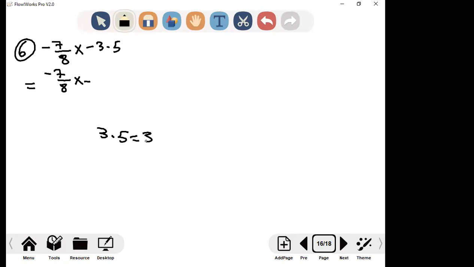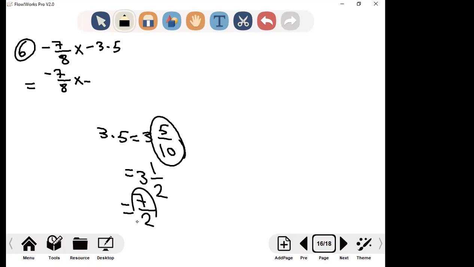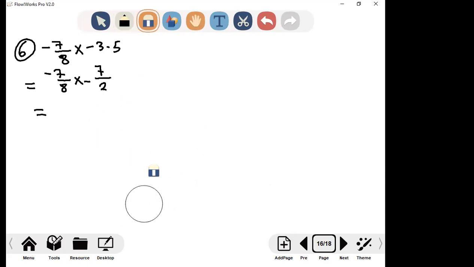It is 3 and 5 over 10. Now this 5 over 10 is 3 and 1 over 2, right? Now turn it to a fraction. It will be 7 over 2, right? Put it in its place. Yes, 7 over 2. Done? Now let's multiply. Yes. 49 over 16. Now we don't need this, right?